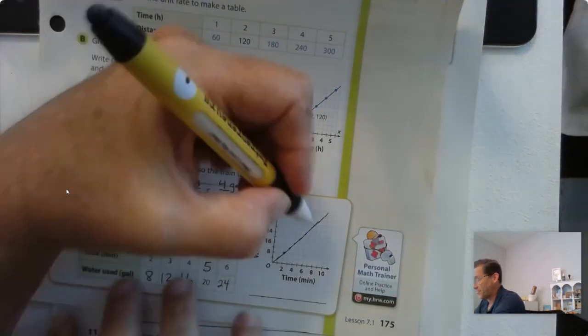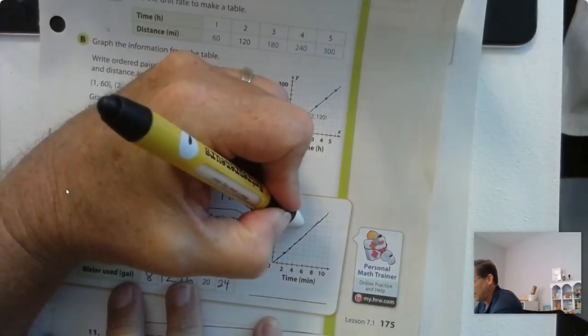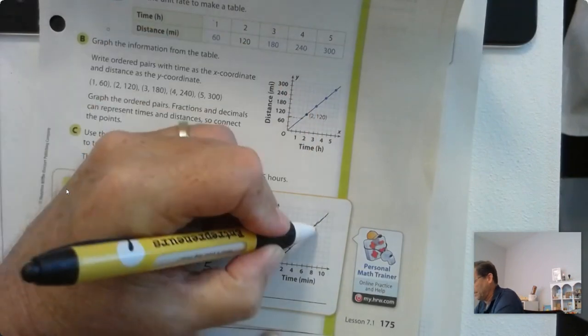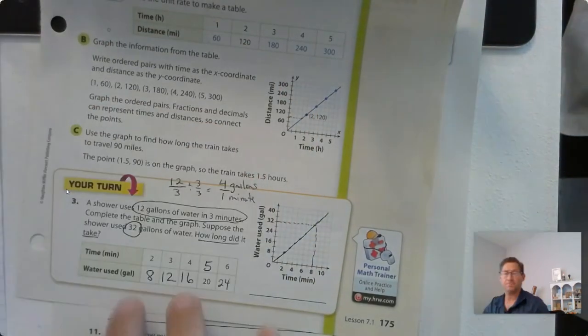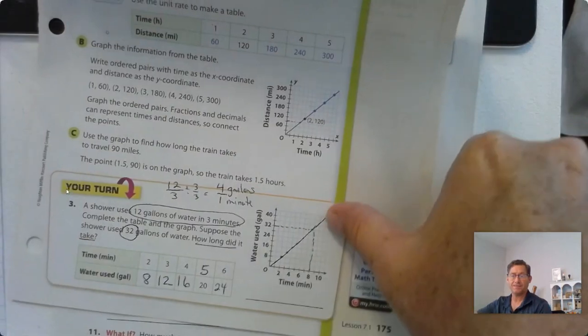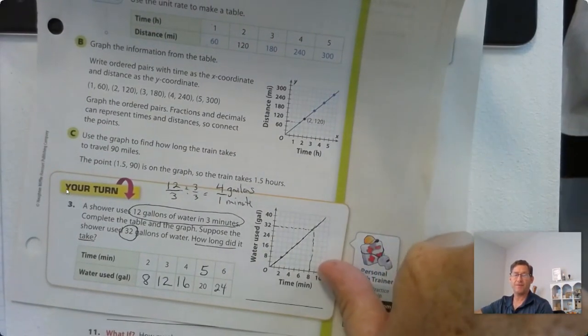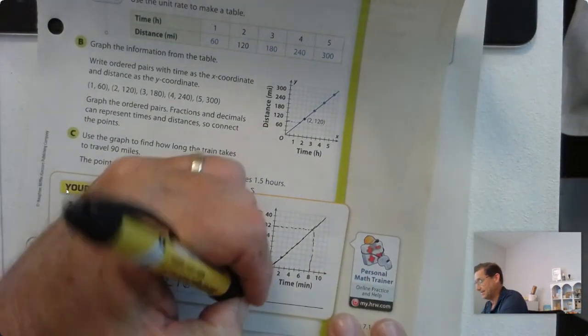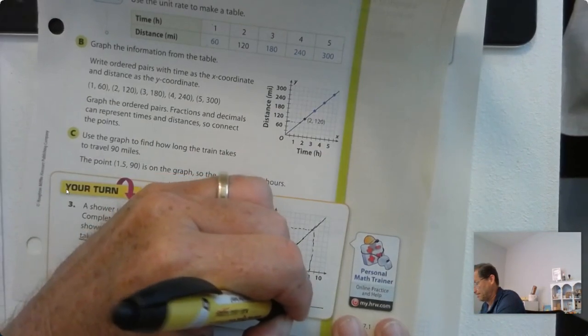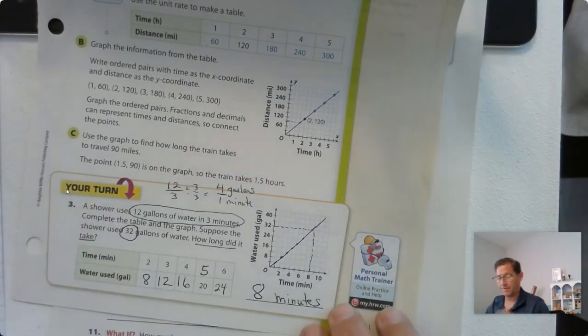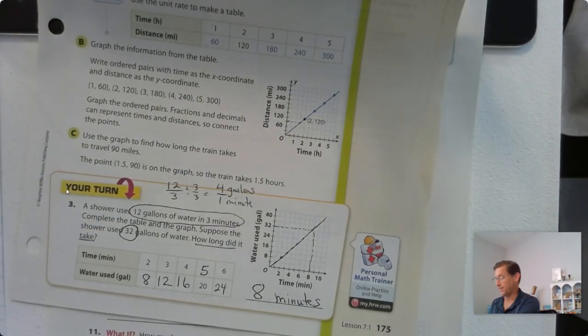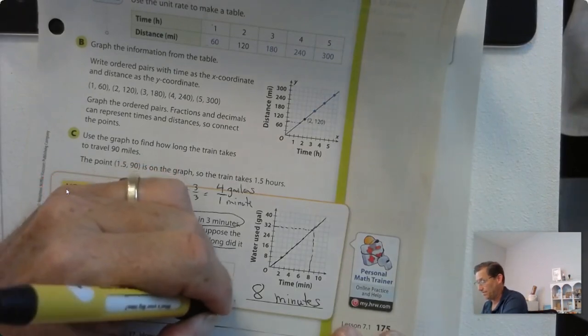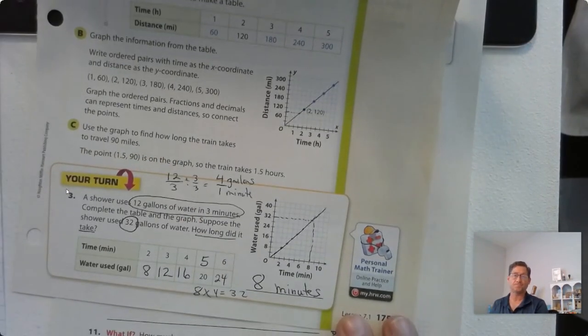All right. And it said 32 gallons. How long would it take? Okay. Well, 32 gallons. The x coordinate for that is 8 minutes. Is that reasonable? Yes, because 8 times 4 is 32. Okay, so it's going to take 8 minutes.